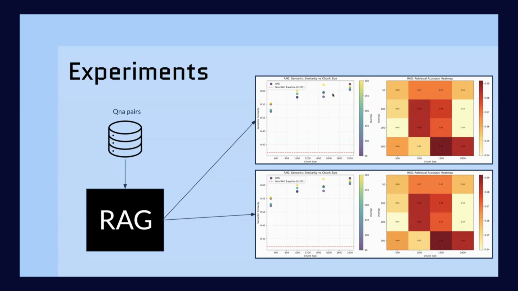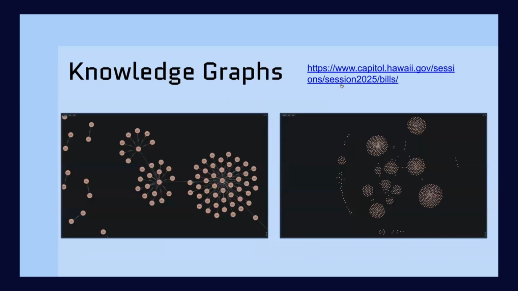This is plotting the chunk sizes. The greater the chunk size, you go to the right, and you get more accuracy when you go up. So as I increased the chunk size, my accuracy increased. And I'm also doing stuff with knowledge graphs, which are pretty interesting.